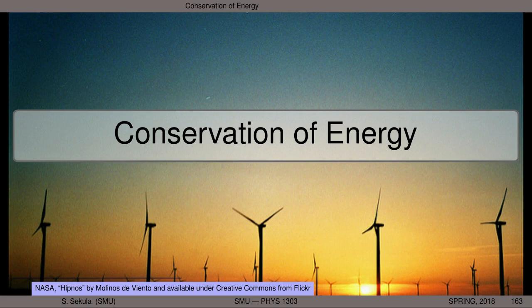Let's take a final but fairly deep dive into energy by looking at a concept we've been dancing around this entire time, and that is the conservation of energy.